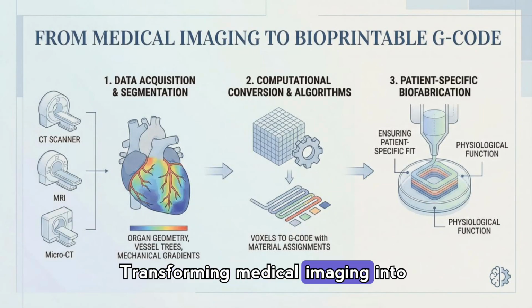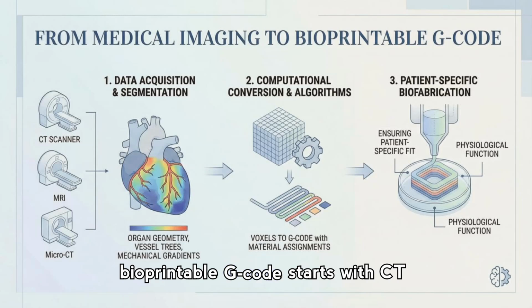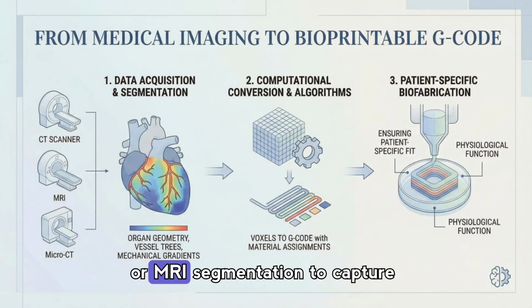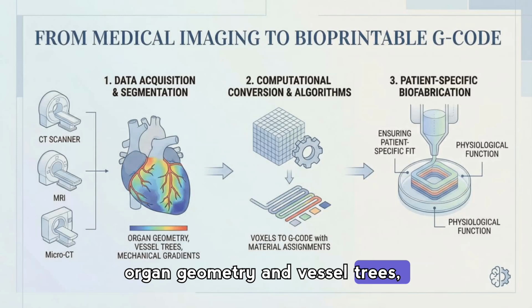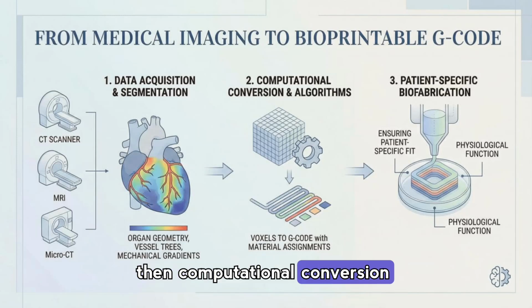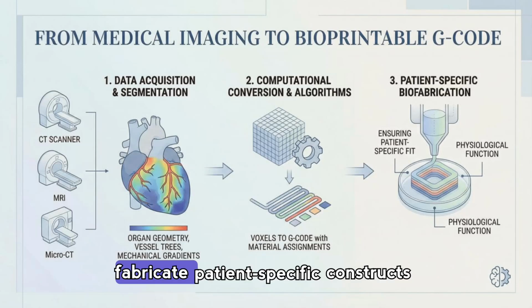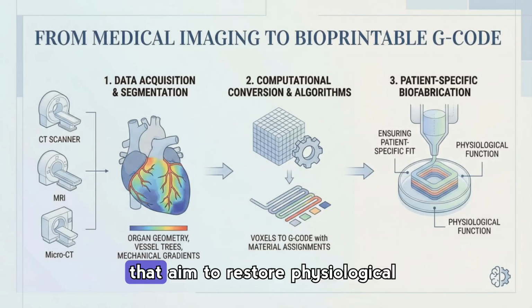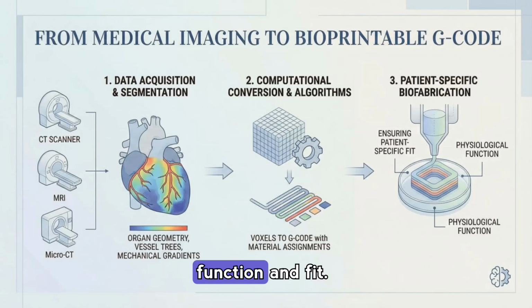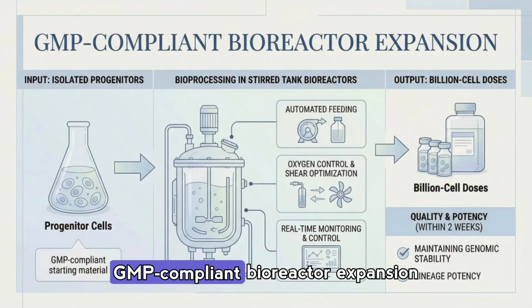Transforming medical imaging into bioprintable G-code starts with CT or MRI segmentation to capture organ geometry and vessel trees. Then computational conversion assigns materials to voxels and outputs G-code, so printers can fabricate patient-specific constructs that aim to restore physiological function and fit.